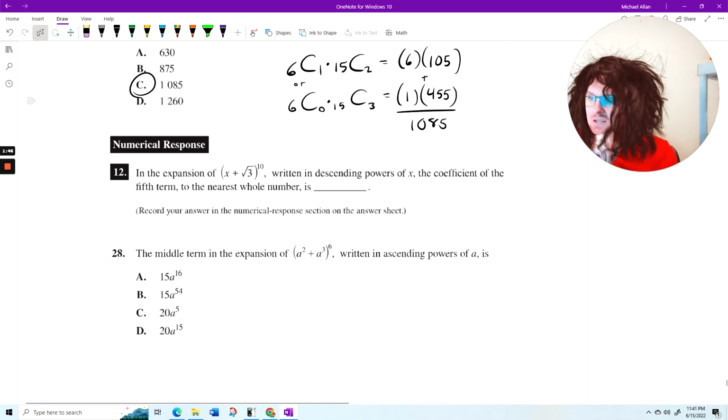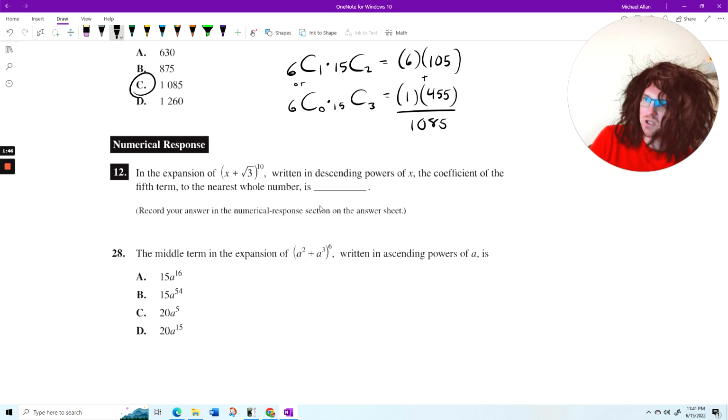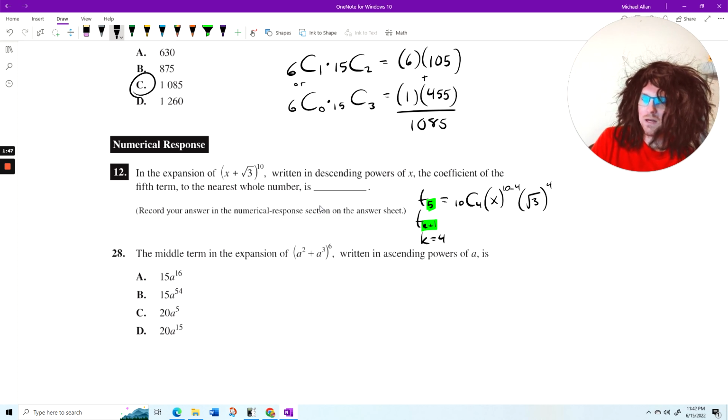In the expansion of this, the coefficient of the fifth term, okay, so term 5 means that my k value is going to be 4, because I want these things to be the same. So what k value do I need to make that happen? K plus 1, 4 plus 1, so K is equal to 4. Okay, since I know that, I'm going to go 10C4, x to the power of 10 minus 4, so that's n minus k, and then root of 3 to the power of 4. Looks kind of nice, because it's even. It's going to help us out with our answer.